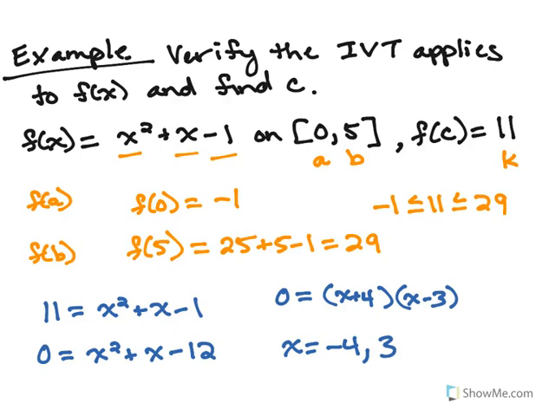Are they both valid answers for this problem? It's an x squared, so it'd be a parabola. Only one of them fits into where it needs to. Only one of them is contained in our domain. -4 would not be the answer for our specific interval going from 0 to 5. So we would just get 3, so we would say our C value is 3.